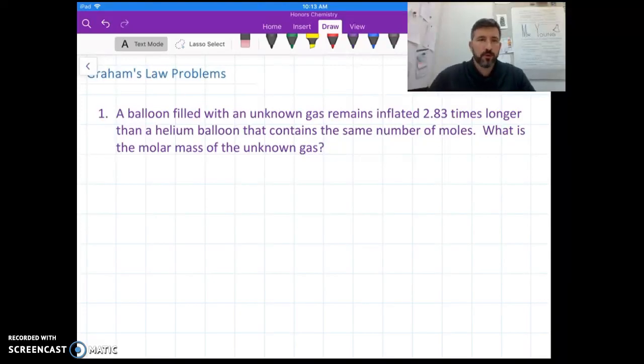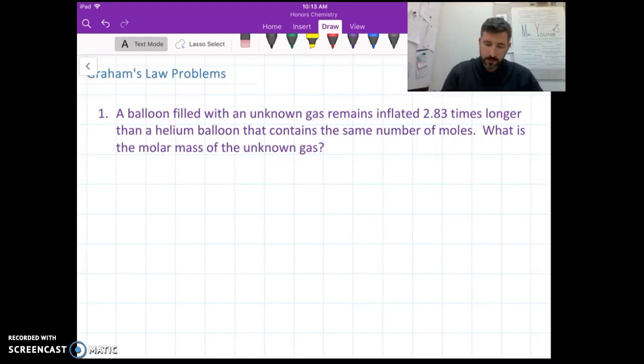Here are a couple more Graham's law problems. This first one: a balloon is inflated with an unknown gas, and it stays inflated 2.83 times longer than a helium balloon that contains the same number of moles. What's the molar mass of the unknown gas?